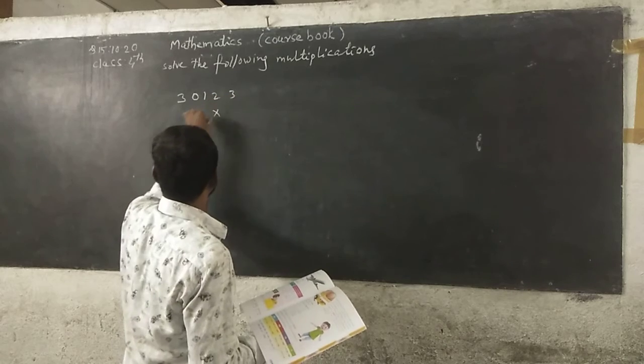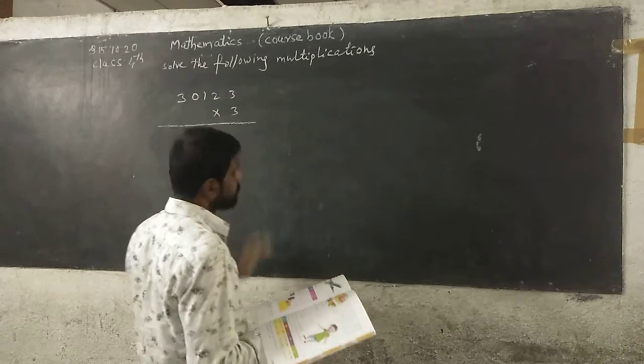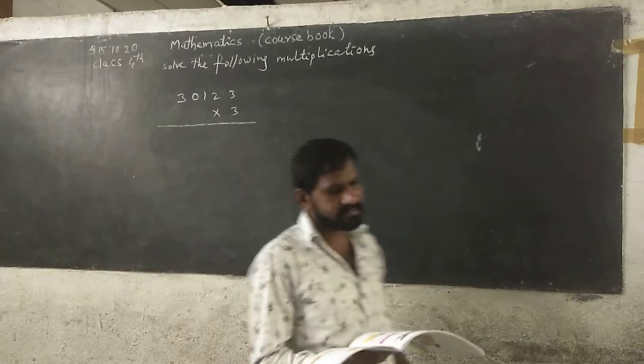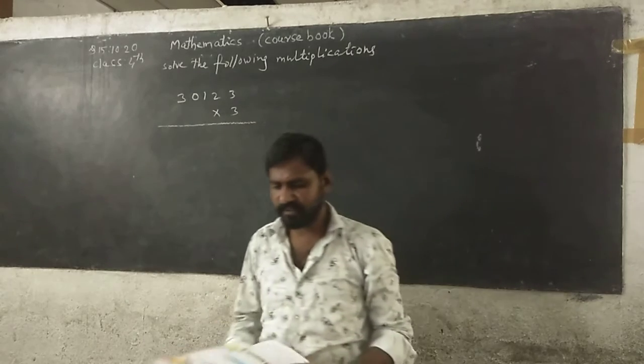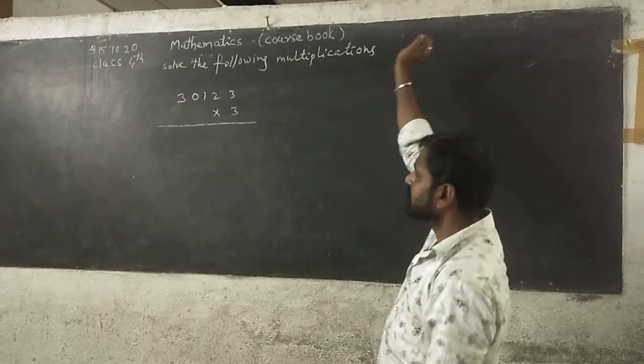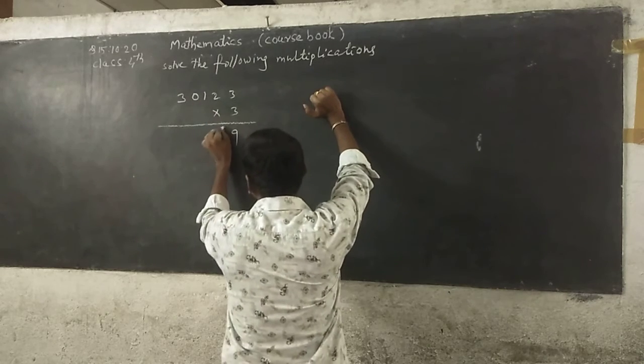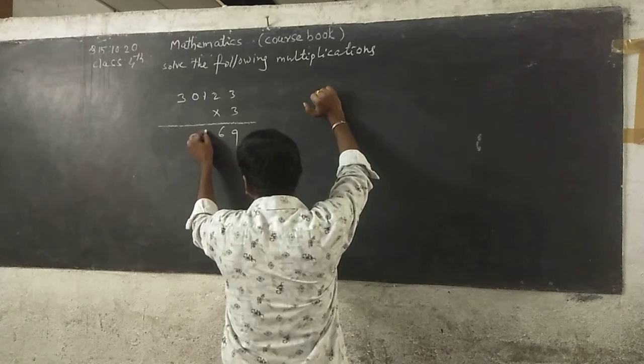30,123 is multiplied with 3. Very easy, beta. First multiply the digits in the ones place, next the tens place, next the hundreds place, thousands place and ten-thousands place respectively. See here, 3 3s are 9, there is no carrying. 3 2s are 6, there is no carrying. 3 1s are 3, there is no carrying.